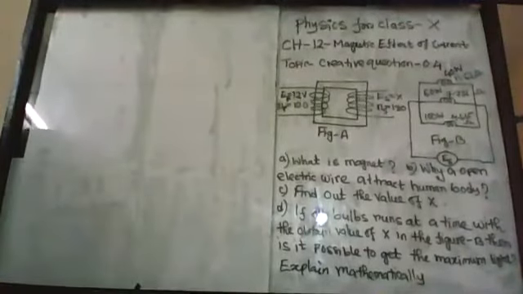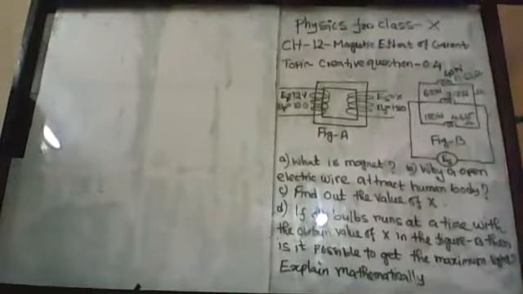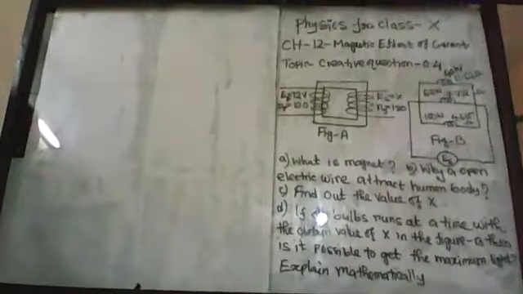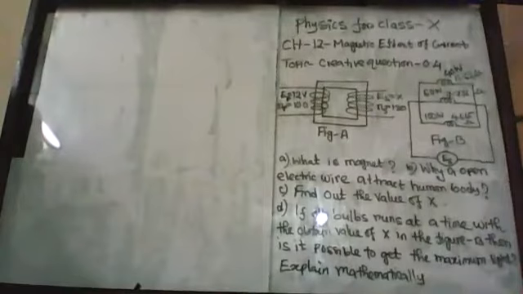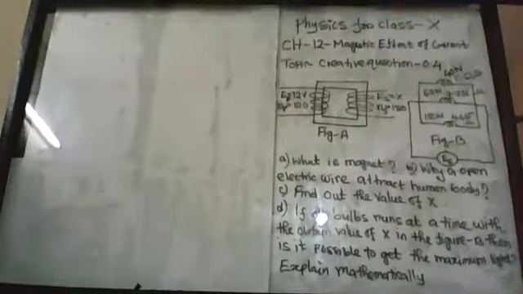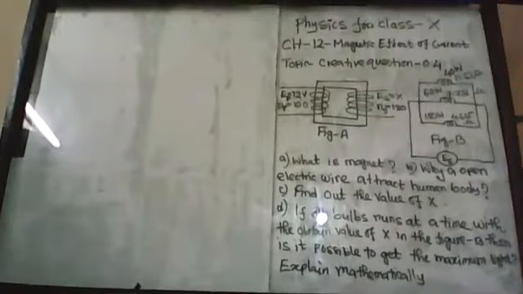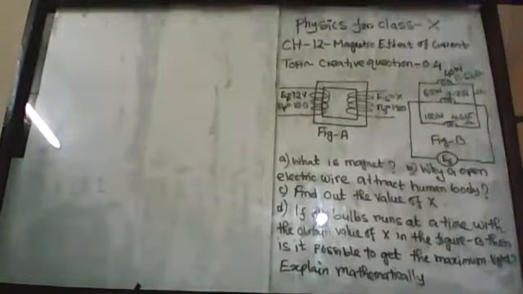In figure B, in the secondary part, three electric bulbs are connected. The first bulb has power 40 watt and resistance 11.62 ohm. The second bulb is 60 watt with resistance 7.776 ohm. The third bulb is 100 watt with resistance 4.665 ohm. So these are the given information.